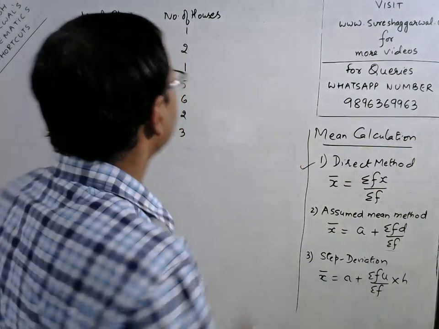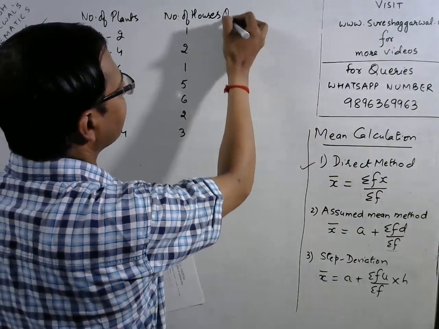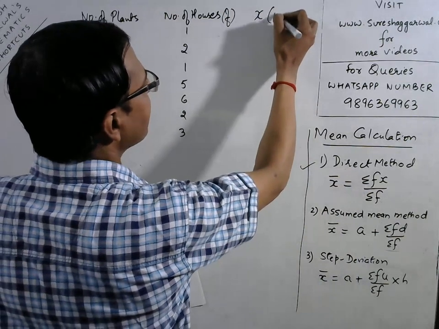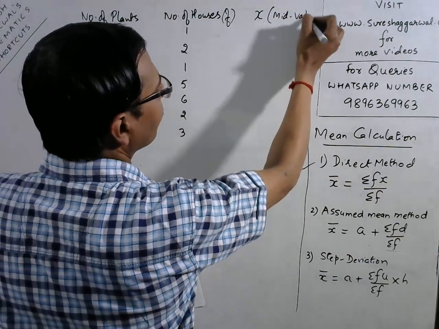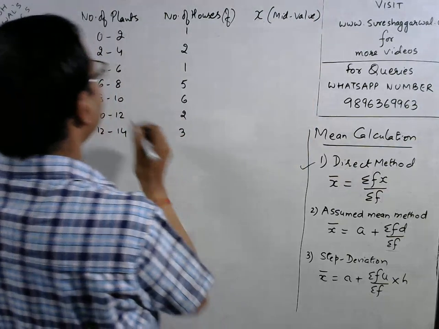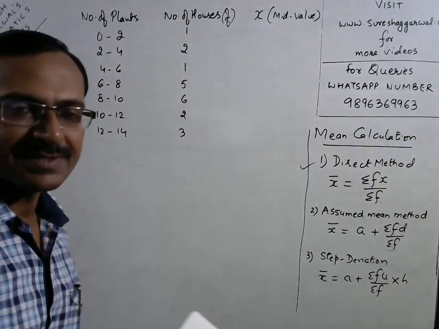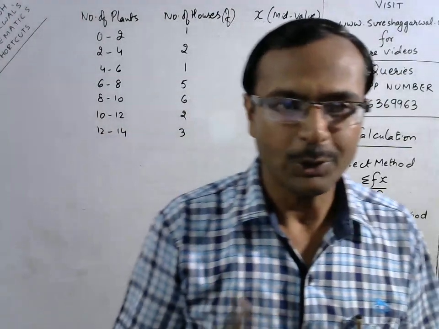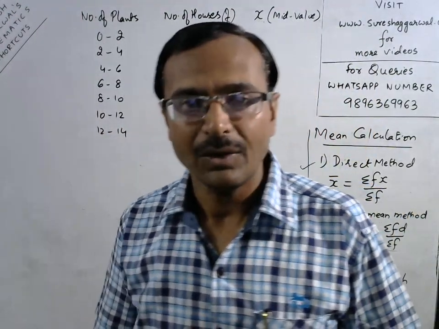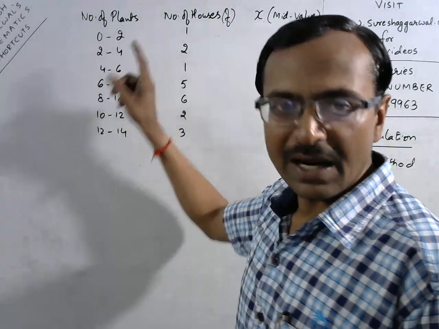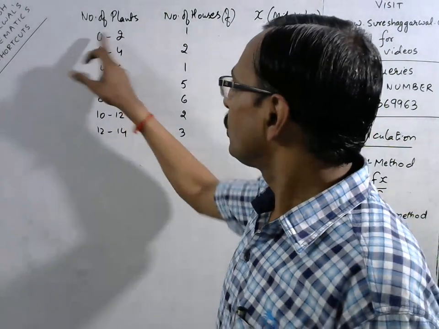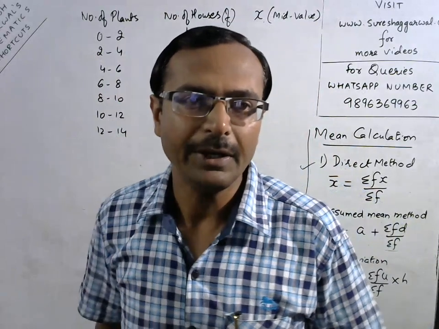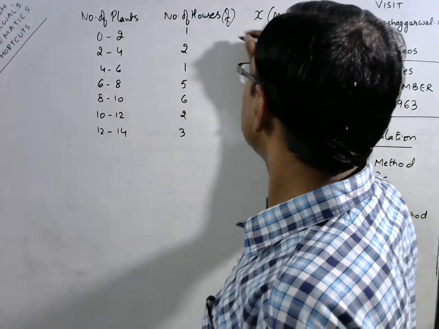Now, for the direct method, the number of houses, this is f, and you need to calculate only one value, that is x. This is the mid value. Mid value means, for 0 to 2, what comes between 0 and 2? Obviously 1. Now, it is very simple to find, but when the class interval is larger, you can add the two numbers 0 and 2 and divide by 2. You will get the mid value. So 0 to 2, the mid value is 1.